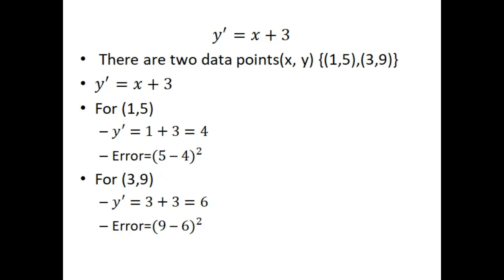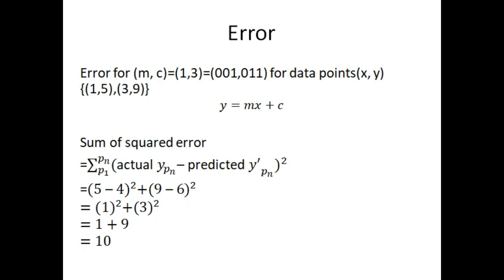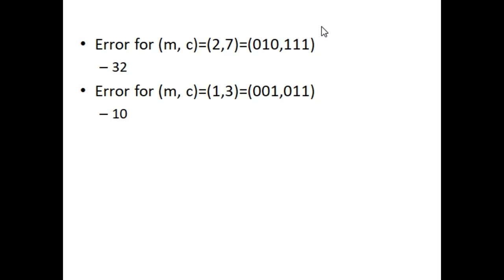So the sum of squared error हमारे पास क्या आता है? Just look at the next slide. The sum of squared error for these two data points by using the value of M and C, which are 1 and 3. See, the sum of squared error is equal to 10. So just look at this slide, the sum of squared error for chromosomes 2 and 7 is 32. The error value for M and C, which are the 1 and 3, is equal to 10. So according to our algorithm, I just created a random population.